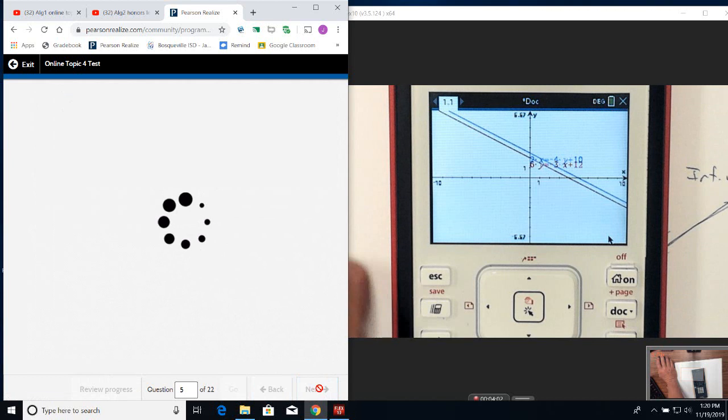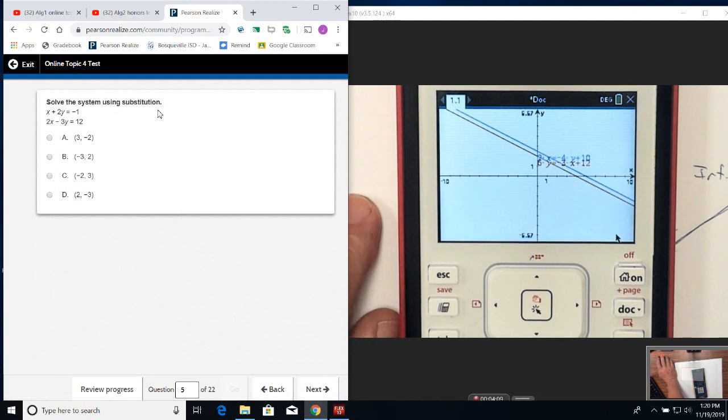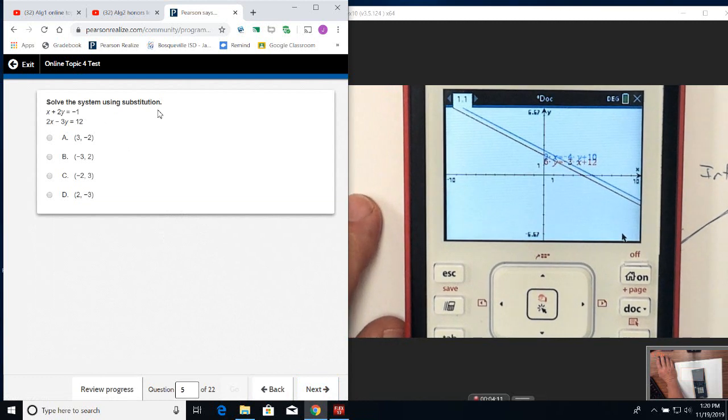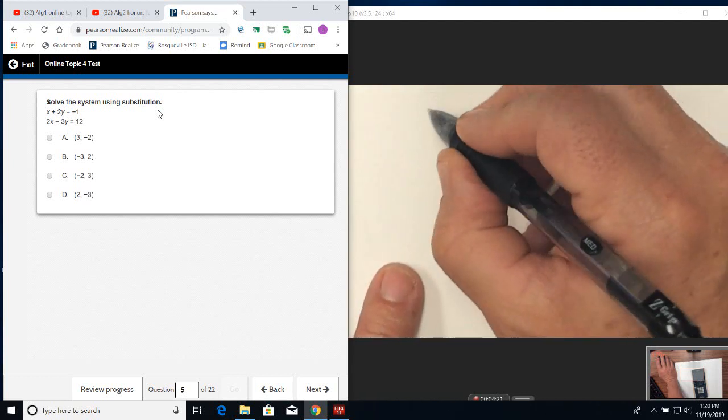Let's do 5 together. It says solve this system using substitution. Okay? Now on the test, I could care less how you do this. But for this problem, since it said we're using substitution, I'm going to solve it using substitution. And then we'll check it by graphing to make sure we get it right. Okay, so here's how I solve it by substitution.